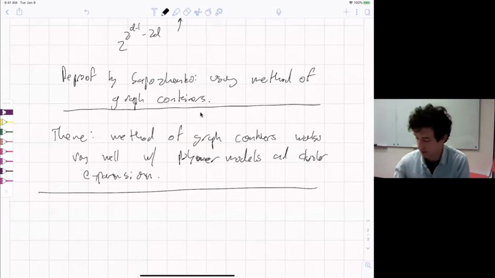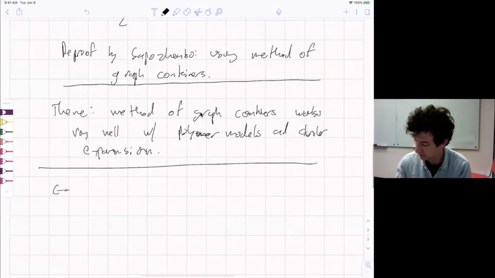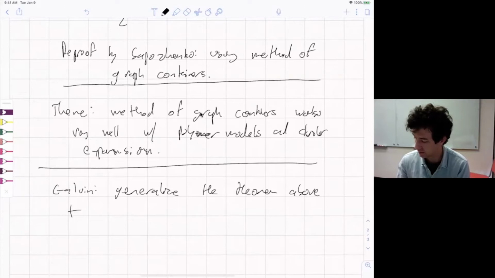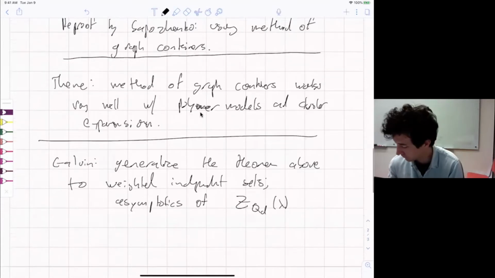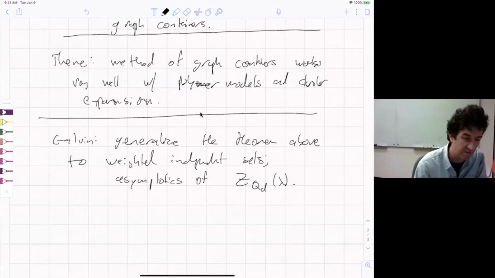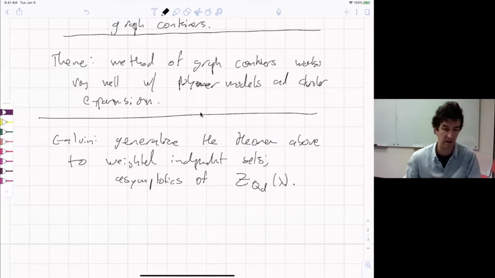So David Galvin had a nice idea, which was to generalize the theorem above to weighted independent sets, or understand the asymptotics of the hardcore partition function of the hypercube for different values of lambda. Okay, and he has a really nice paper. It's in the notes, and I describe it. Let me just tell you one result from his paper.